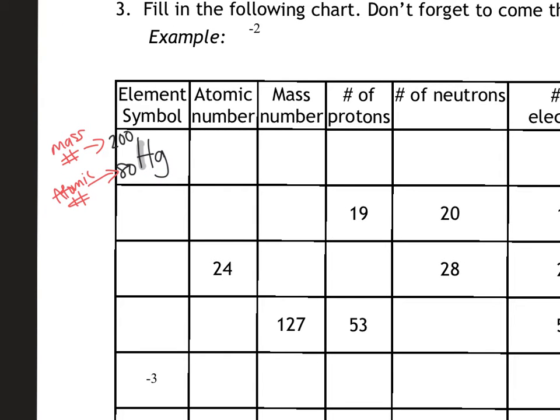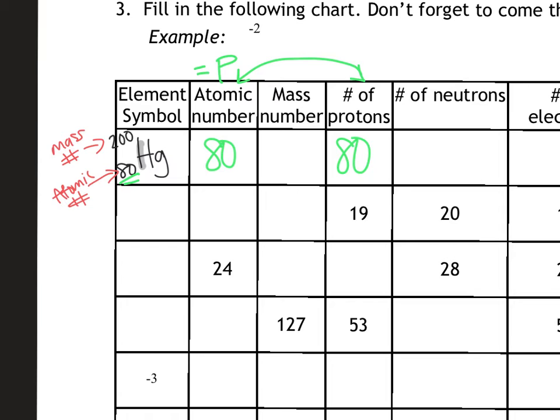The first one, atomic number, is the easy one. The atomic number is whatever is on the periodic table on the top, or it's this number over here on the bottom. So it's 80. Now remember, the atomic number is equal to the number of protons. These two are always equal to each other. So I can go ahead and write 80 in for the number of protons.